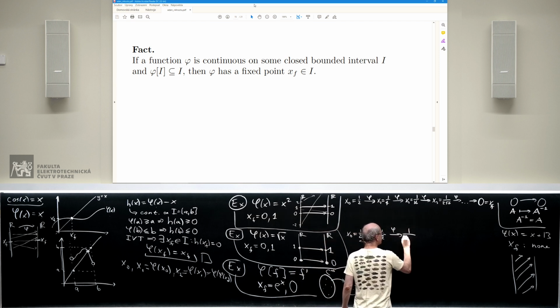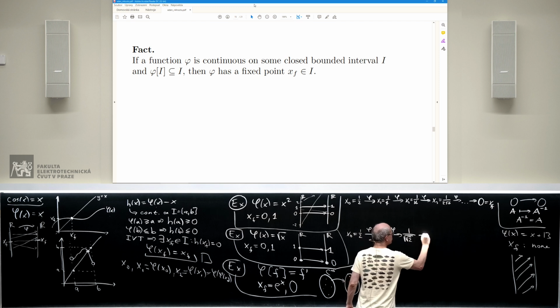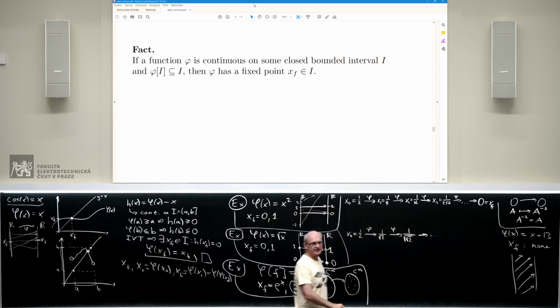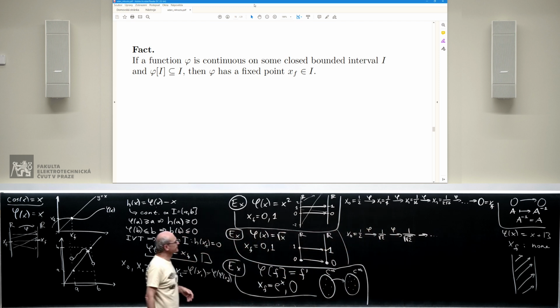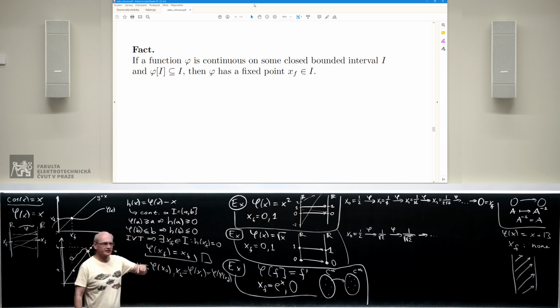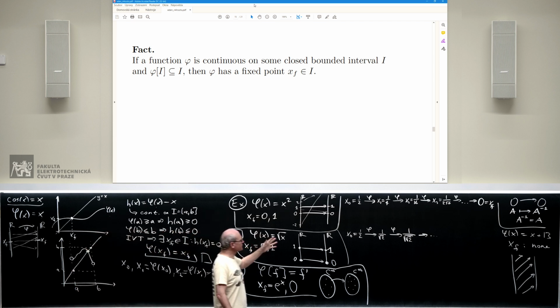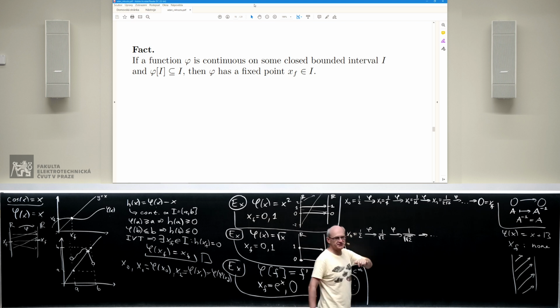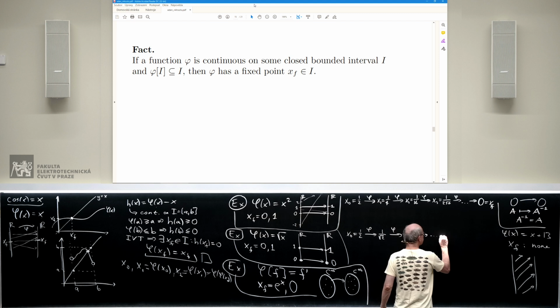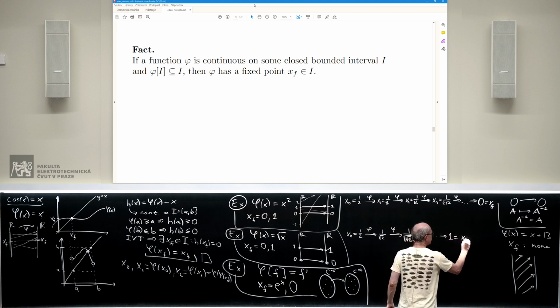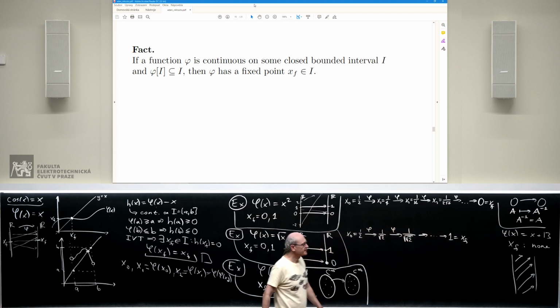Then I apply another square root, and another square root, and this is where it gets, let's say, a little bit tricky, because we have to call on calculus. In calculus, the limit of such a sequence is actually investigated, and it turns out that this sequence converges to 1, which is also a fixed point of our function.